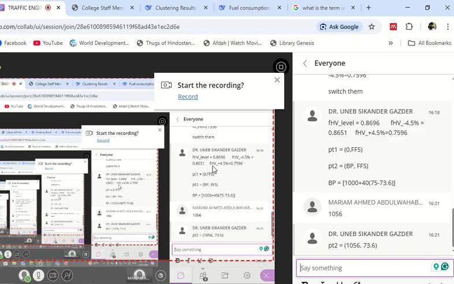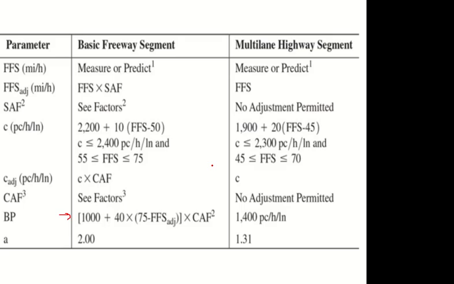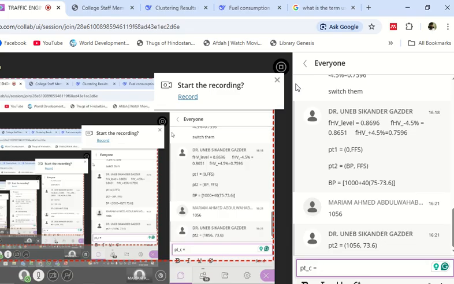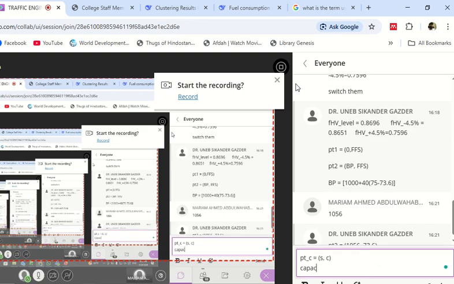Okay, point 3, I will not call it point 3, I will call it point C, which is final point on the graph, the last point. Okay, I'm talking about this point. So you are here, breakpoint, I'm talking about this point. This point is capacity. Okay, so this point is speed, some speed, I don't know, and capacity. So first of all, I will calculate capacity.